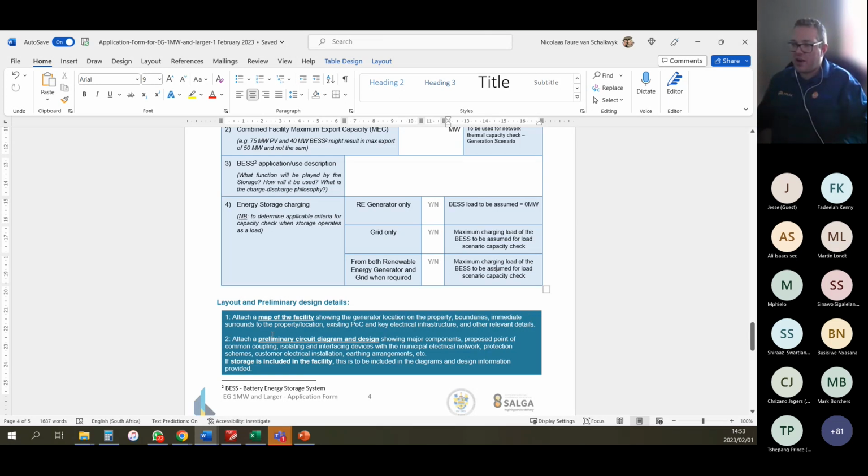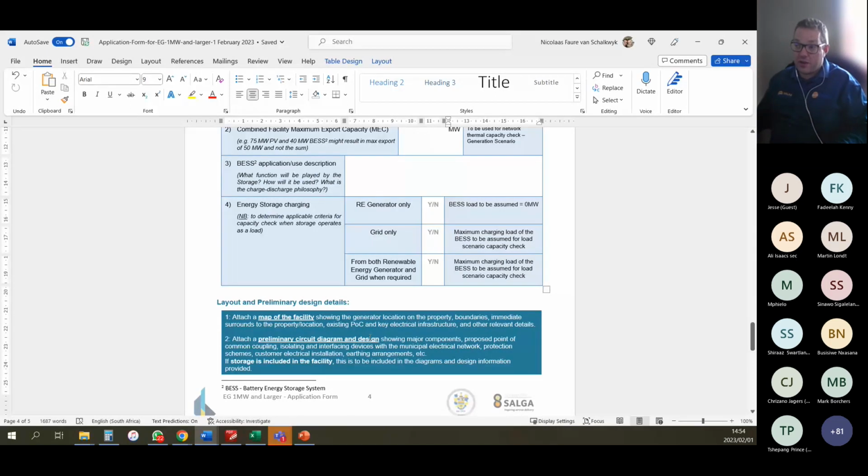But then also it's requiring a preliminary circuit diagram and design. So there, importantly, showing all major components, the proposed point of common coupling, isolating interfacing devices with the municipal electrical network, protection schemes, customer electrical installations, earthing arrangements, and so on. And then if storage is included, they should also show that on the diagram. So this is the type of information that you need to provide.